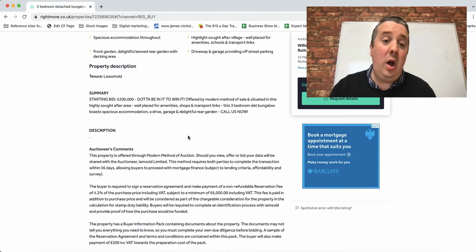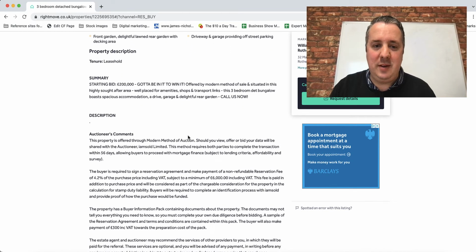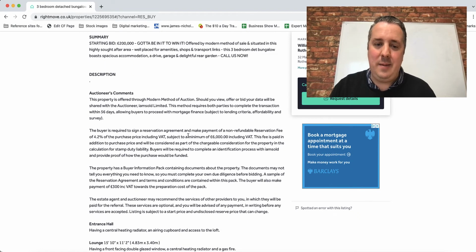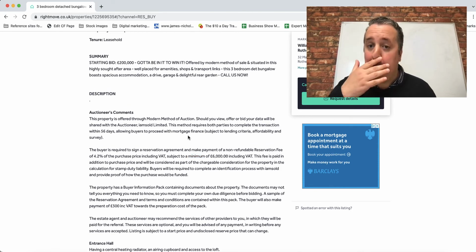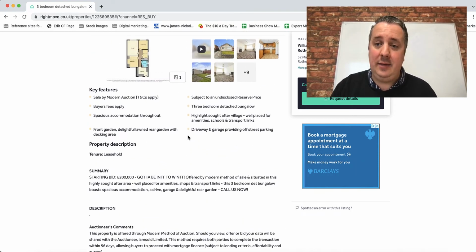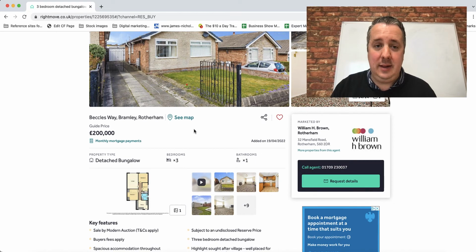Now, do I like modern method of auction? I'm not massively a fan of this type of property purchase, if I'm totally honest. I think the fees are pretty high, or very high, and they're all on the buyer. What that, I feel, means is that the seller probably won't get the best price for the property, and the only person that does really well from this is the estate agent here.